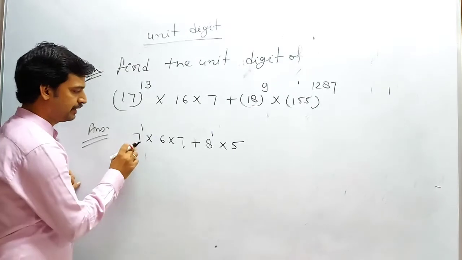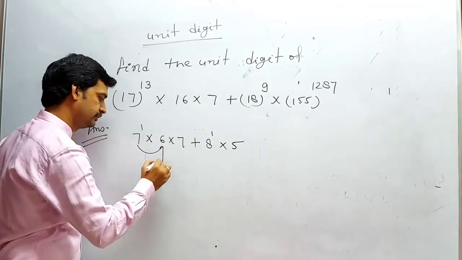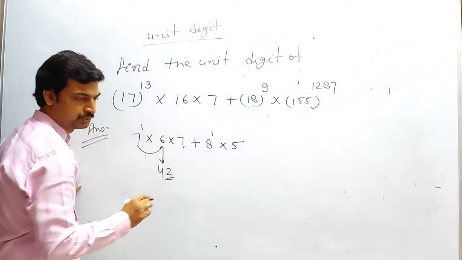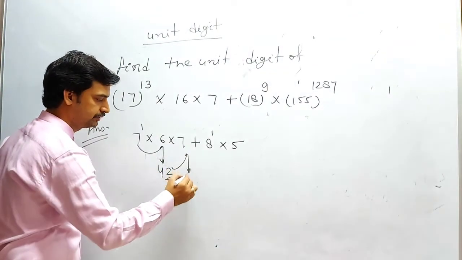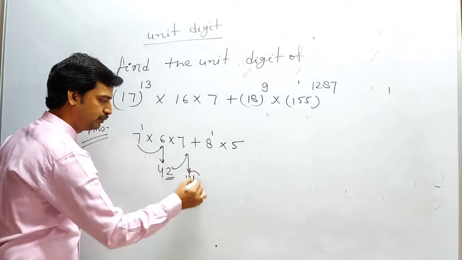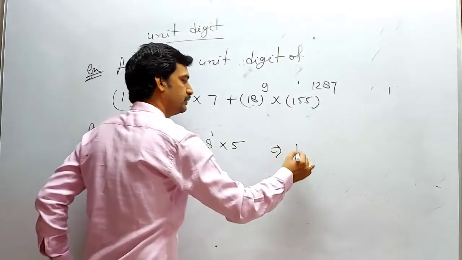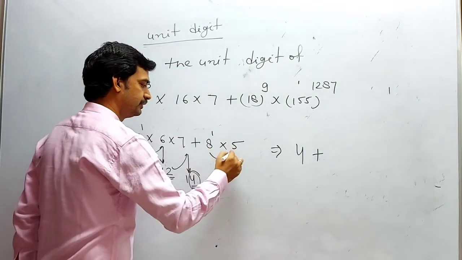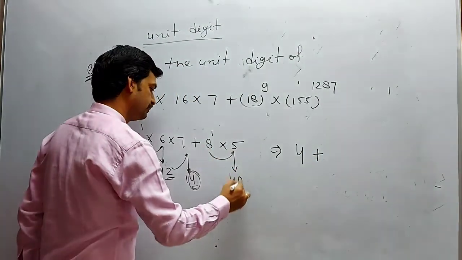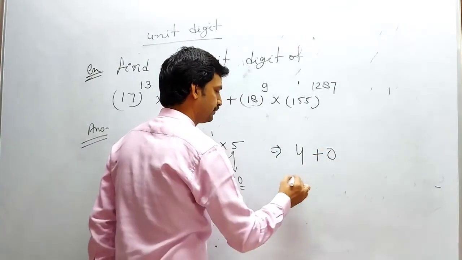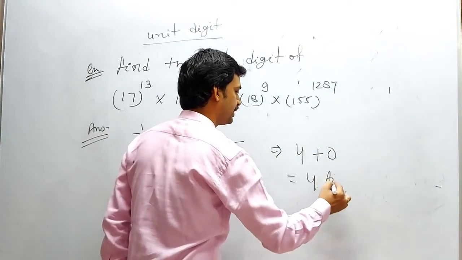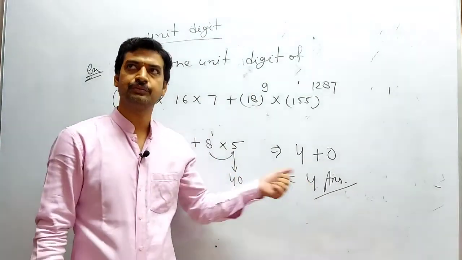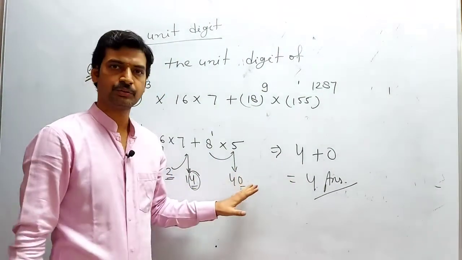So this will give what? 7 into 6, 42. What will we use in place of 42? 2. Then 2 into 7 is 14. The value would be what? 4. This is what? Plus sign. 8 fives are 40. 40 means what? 0. And 4 plus 0 is what? 4. Then your answer is what? 4. So the unit digit of the given expression is what? 4. This would be your answer. Clear?